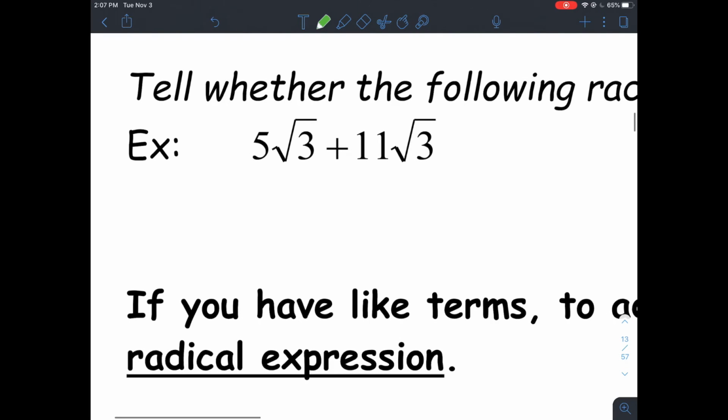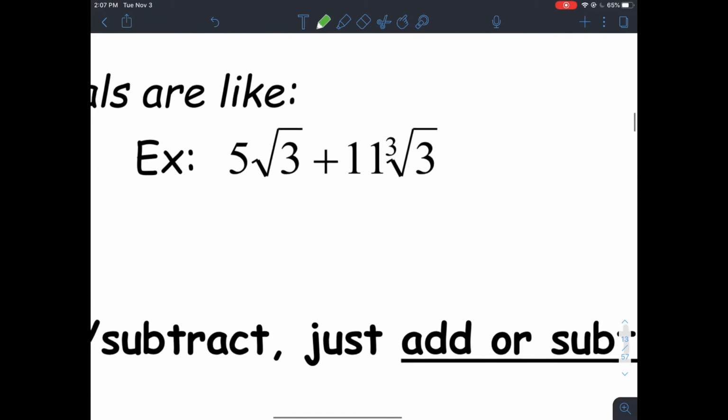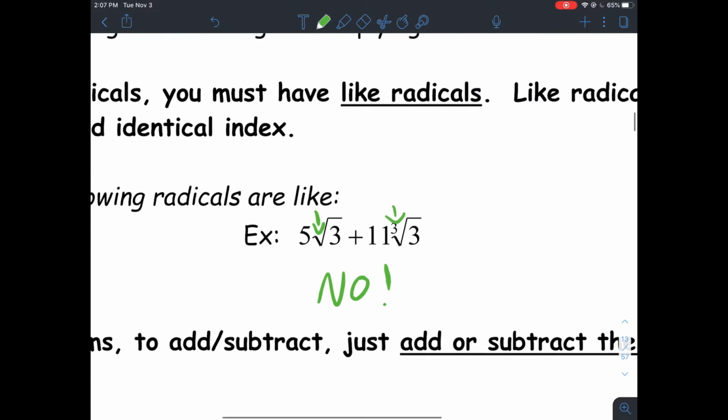So let's see, if we look at this first example, these both are square roots, and they both have a 3 inside. So these are like radicals. So yes, they are like. Now let's go ahead and check out the next example. So we've got the square root of 3, and then we've got the cube root of 3. Now notice they have the same thing inside of the radical, but the root of the radical is different. So these actually are not like. And the reason for that is because of the root.